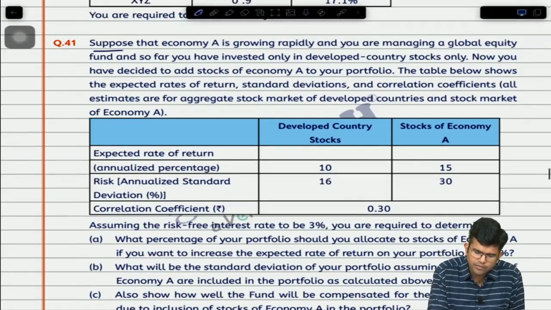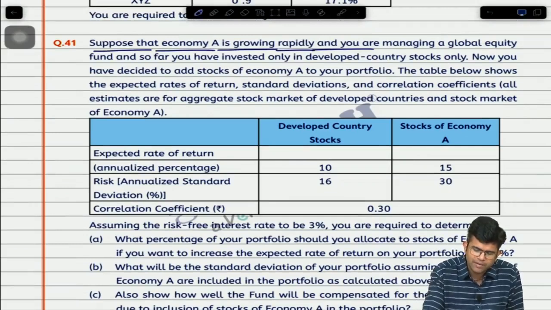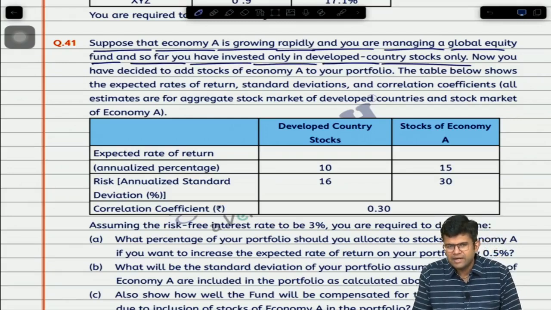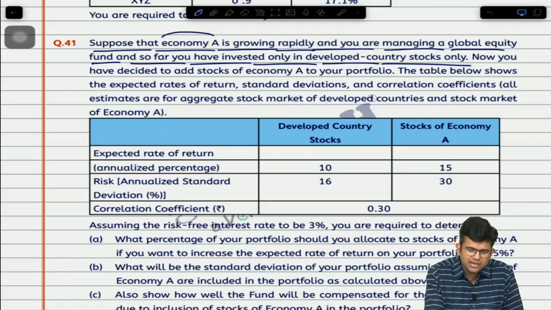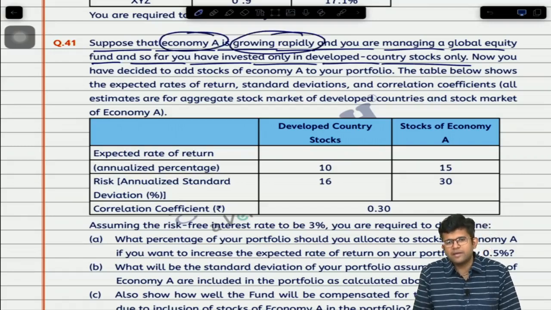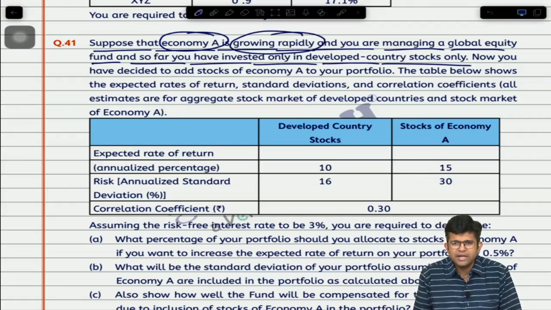They are saying, suppose that economy A is growing rapidly and you are managing a global equity fund, and so far you have invested only in developed country stocks. So let's take any developed country, let's say India, okay. So what has happened is you have invested all your money only in Indian stocks, but there is another country which is growing rapidly. Everybody clear? Let's say developing country, let's say Britain, okay. Britain is a developing country, India is a developed country. I feel very nice in giving such examples, okay.